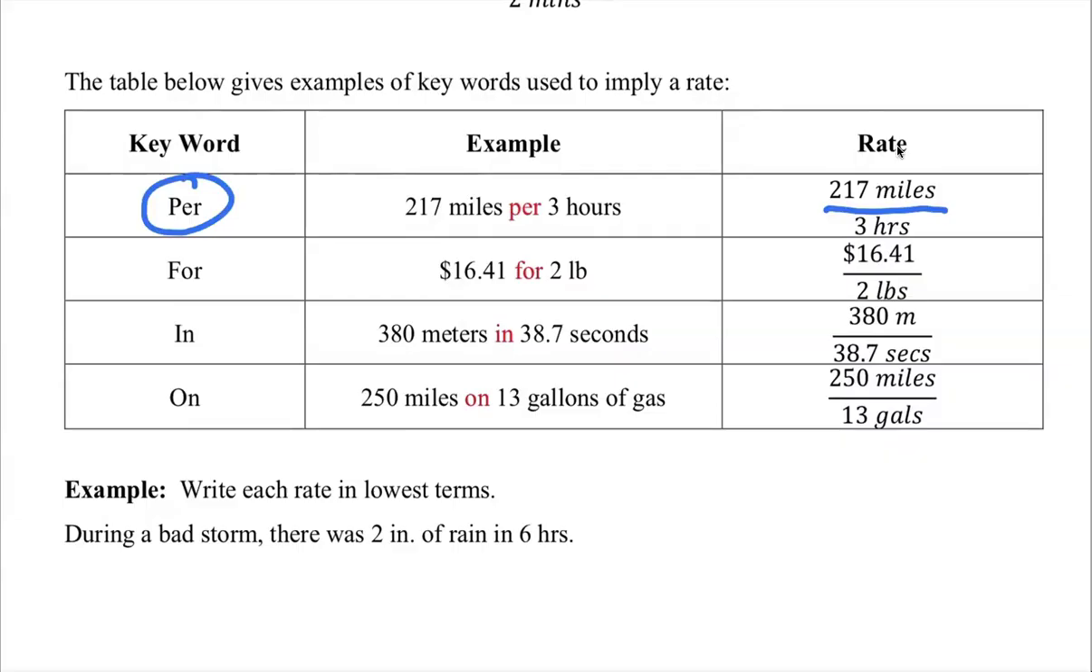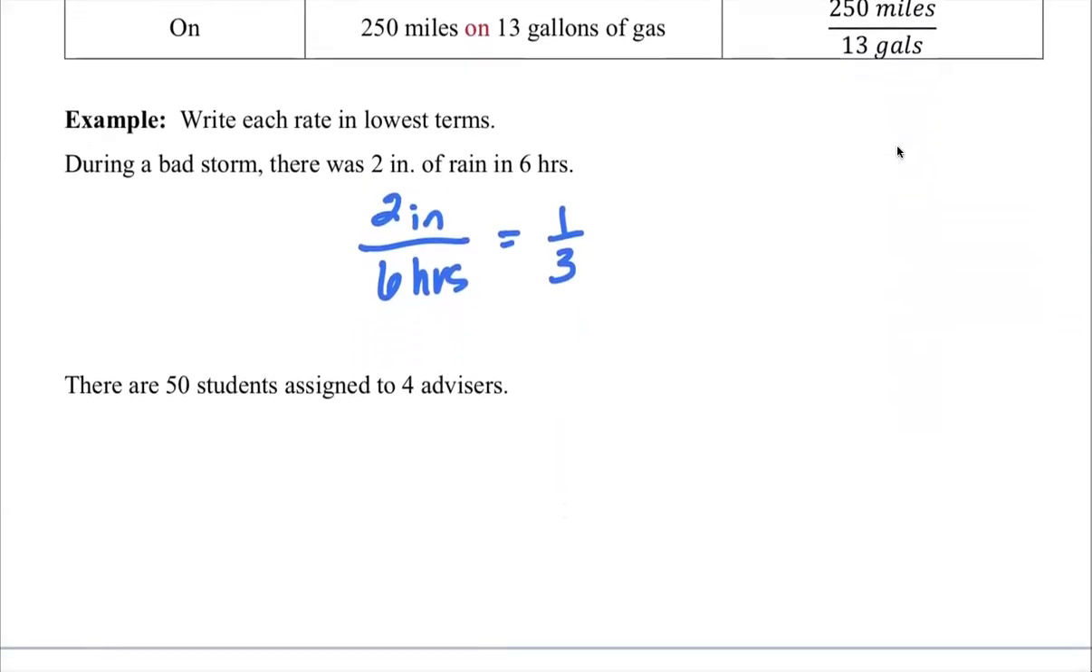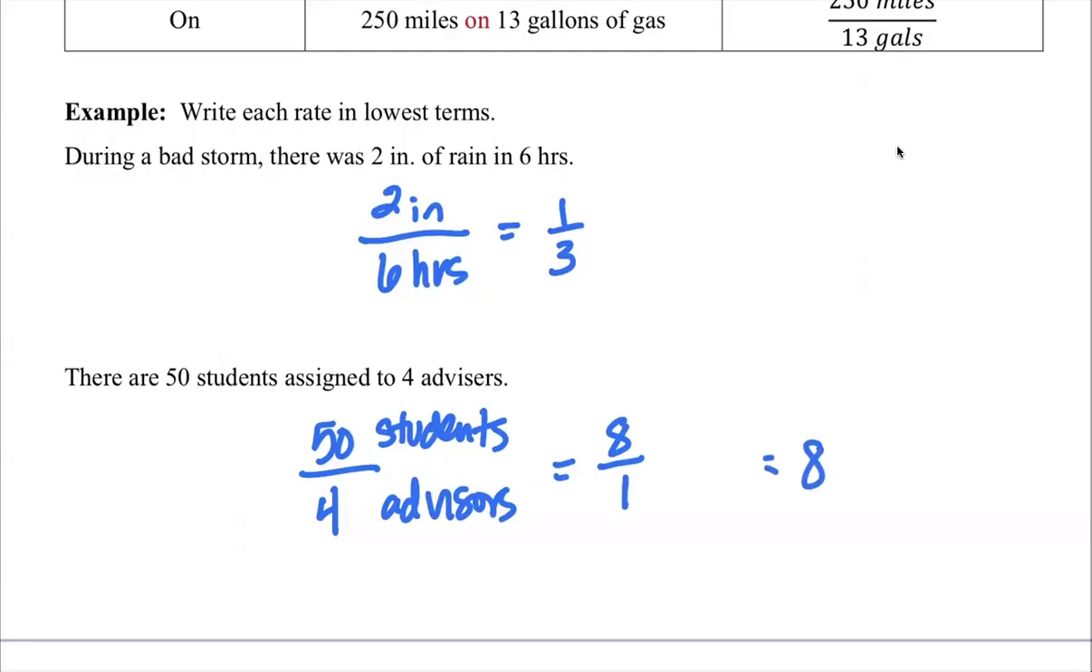Write each rate in lowest terms. During a bad storm, there was 2 inches of rain in 6 hours. 2 inches in 6 hours. And then we would reduce that and get the fraction of 1 inch per every 3 hours. 50 students assigned to 4 advisors. And if we reduce that, we get the fraction 25 to 2. Now, numerically, that is the same thing as 12.5. If we want to see both numbers, we would leave it as this so we can see the actual rate.